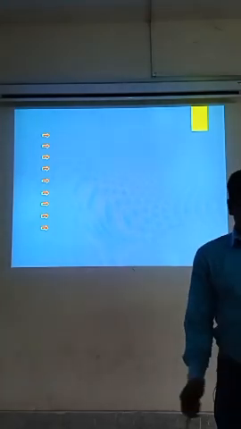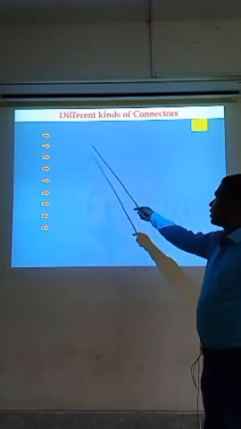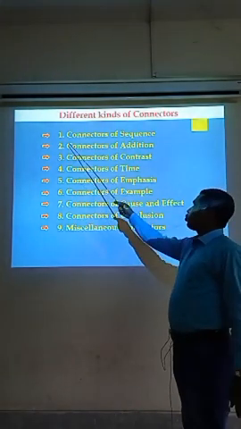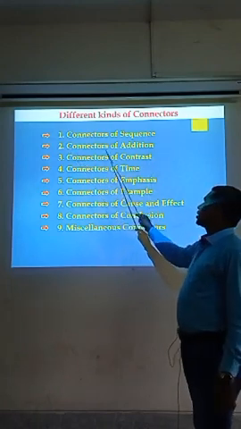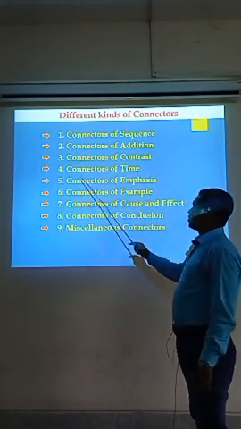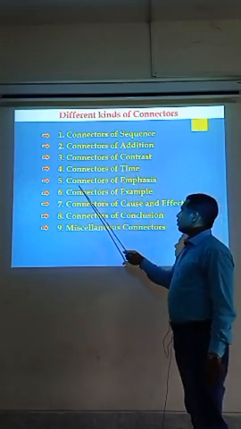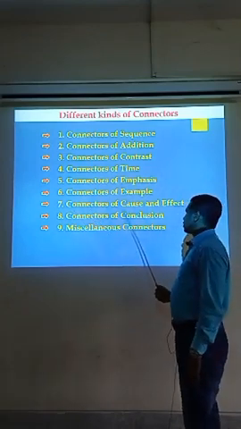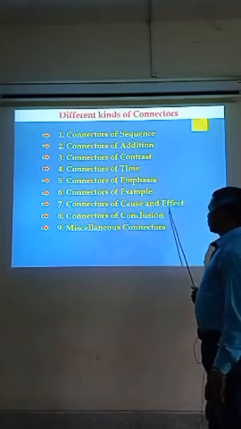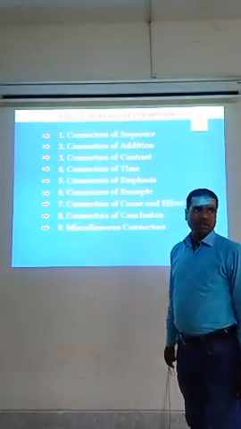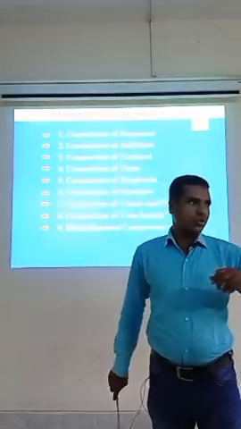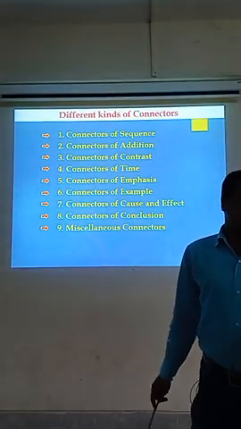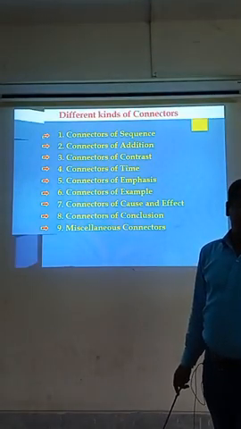You can see different kinds of sentence connector. Number 1, connectors of sequence. Number 2, connectors of addition. Number 3, connectors of contrast. Number 4, connectors of time. Number 5, connectors of emphasis. Number 6, connectors of example. Number 7, connectors of cause and effect. Number 8, connectors of conclusion. Number 9, miscellaneous connectors. All these connectors I have already discussed before you. So this is a recap, I will discuss it very shortly. And last of all, one by one we will see all connectors.